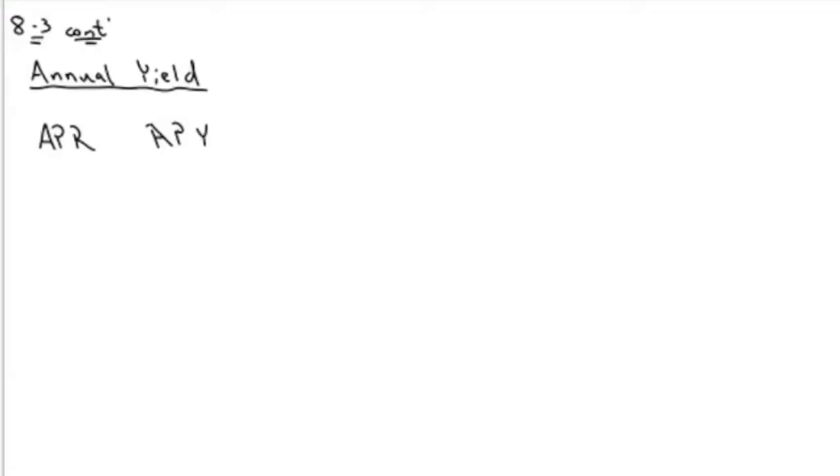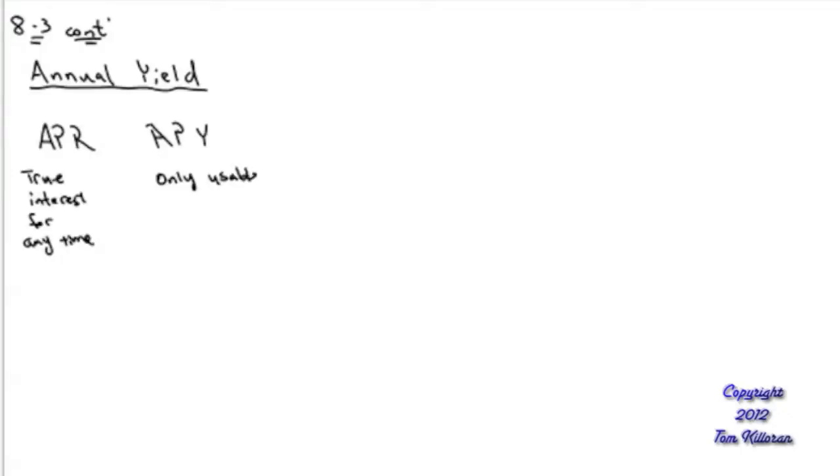APR is the true interest for any time, any amount of time, where the other interest rate, APY, is only usable for 1 year.